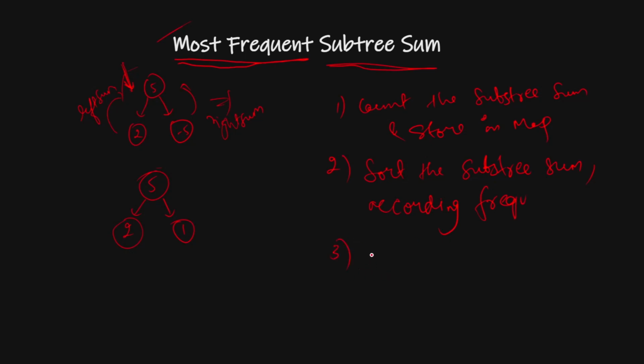Let's say our most frequent subtree sum occurs k times. So all the subtree sums which have the frequency k, we will add into our vector, and then finally return this vector. So this is a simple 3-step procedure. Now let's check out the code and analyze the time and space complexity.